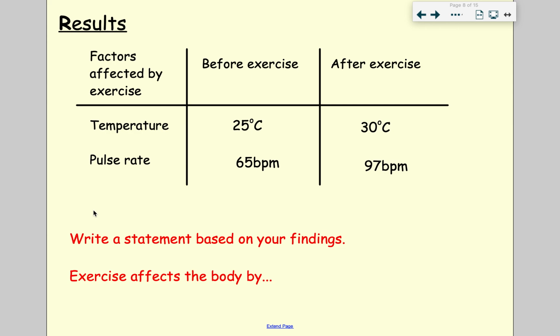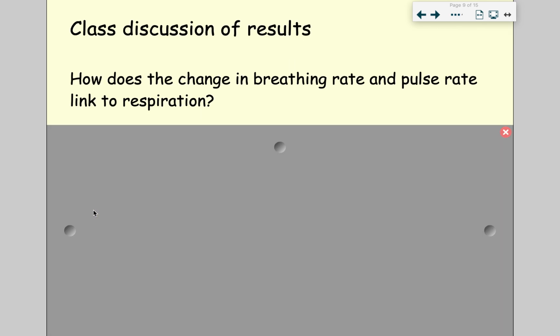So what I want you to do is write a statement based on your findings, or based on my results. And I've given you a sentence starter there. So exercise affects the body by, and then tell me, so does it increase the temperature or does it decrease the temperature? Or does it increase the pulse rate or does it decrease the pulse rate? So pause the video so you've got enough time to do that. And we'll move on.